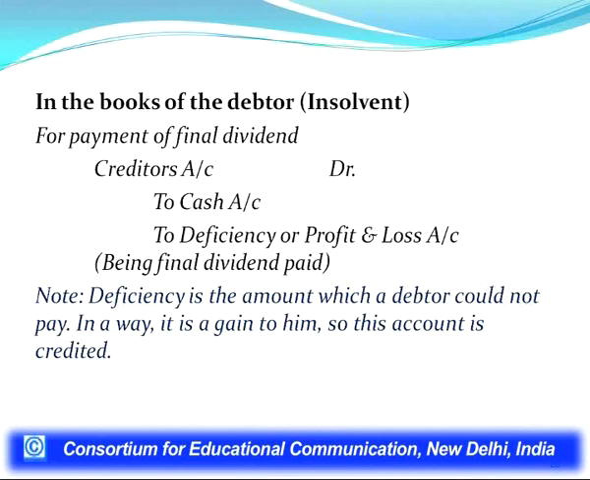Deficiency, in the books of the insolvent, is the amount which he could not pay of the liability, or indirectly it is a gain. So this amount shall be credited either to deficiency account or profit and loss account. Although in higher studies there is a separate chapter for insolvency accounts, this is only the starting and basic part.